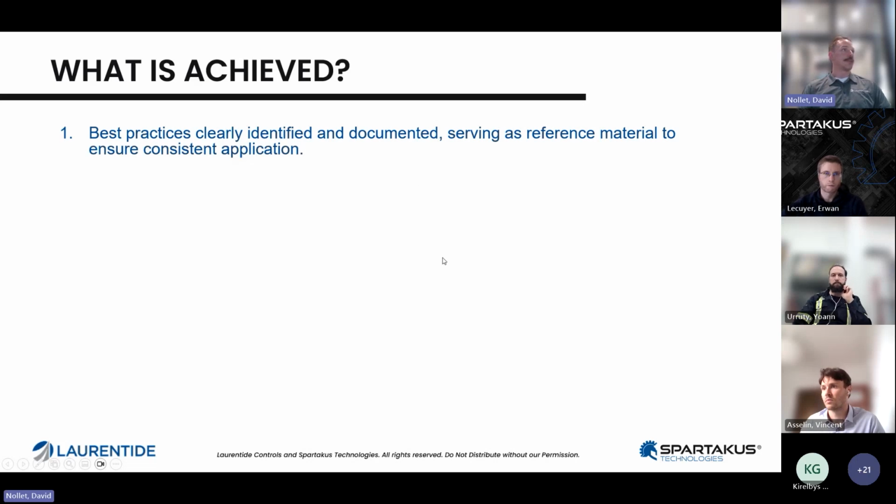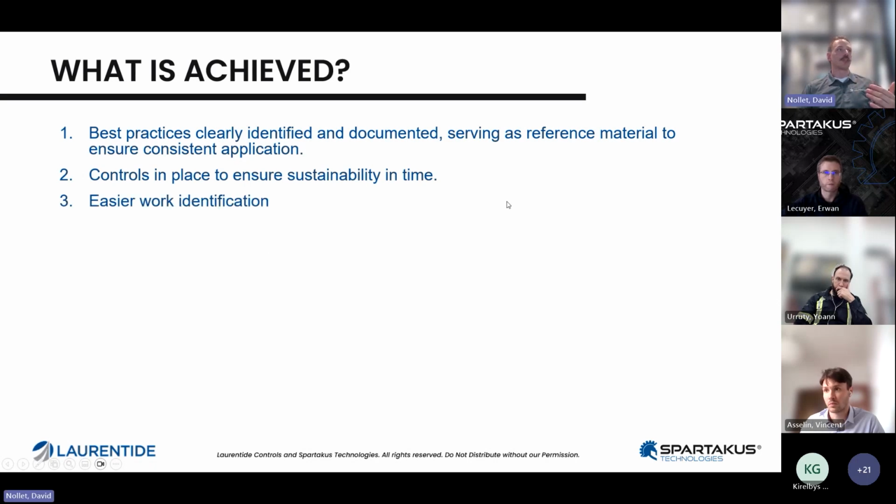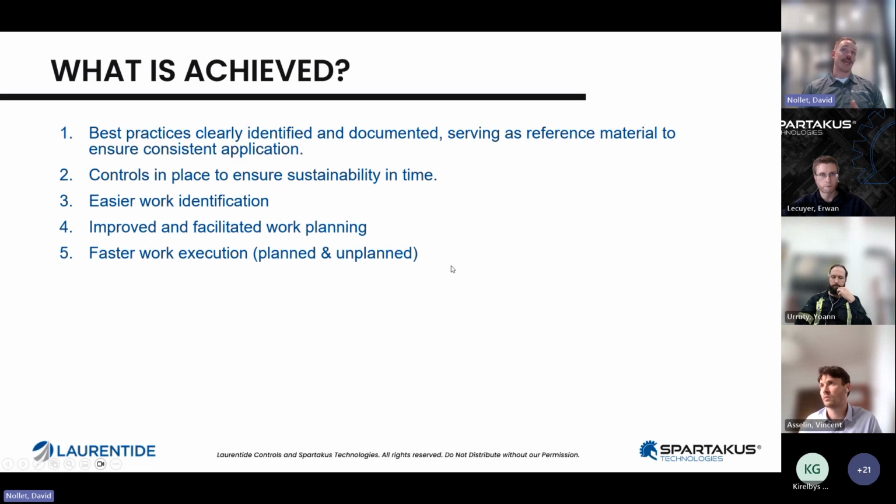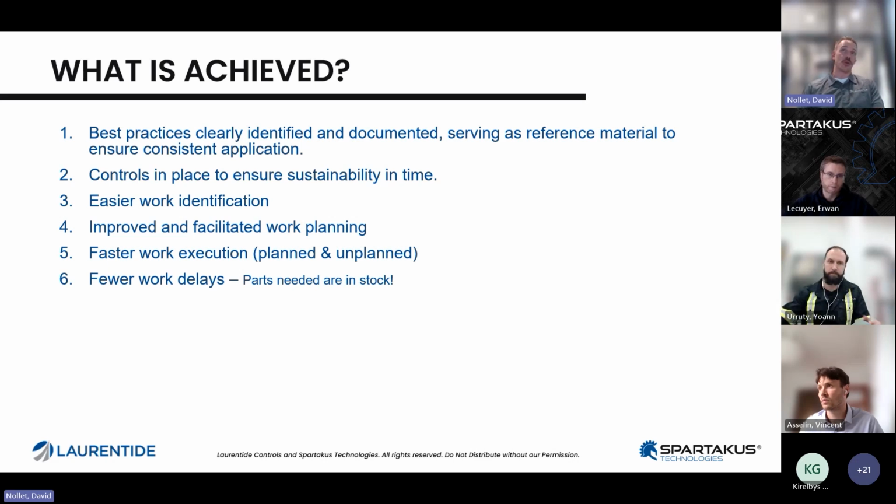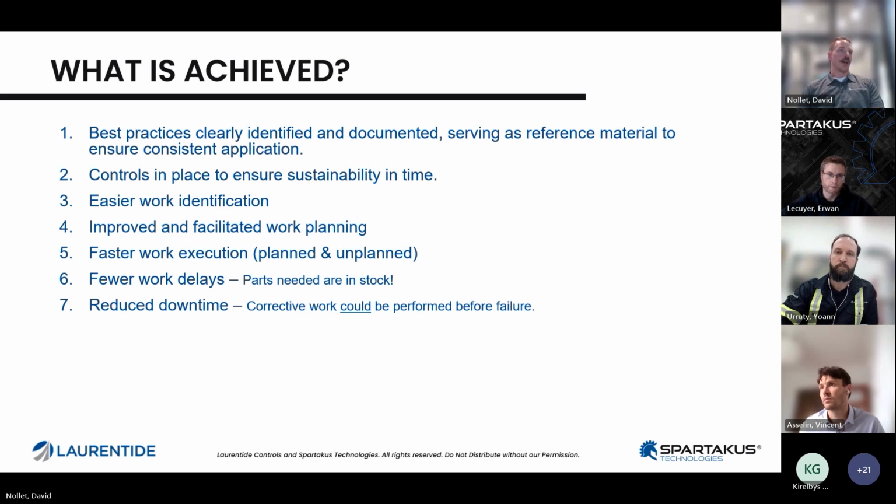So what I've achieved is I've got best practices identified, documented. They are my reference. That's my standards. My standards are my controls for sustainability and time. I'm making work identification easier. I'm making planning easier. I'm making my execution of work, both planned and unplanned, faster because it's clear. There's fewer mistakes. I've got the proper parts identified, all of that. The parts I needed were in stock, and so I don't have those work delays that we talked about earlier. I don't have as much downtime for multiple reasons.